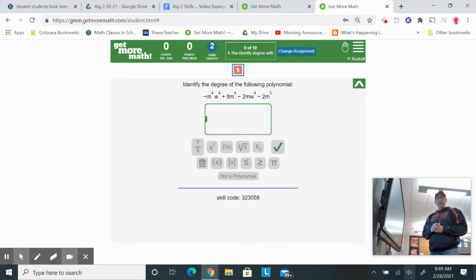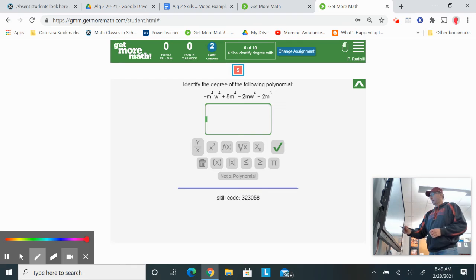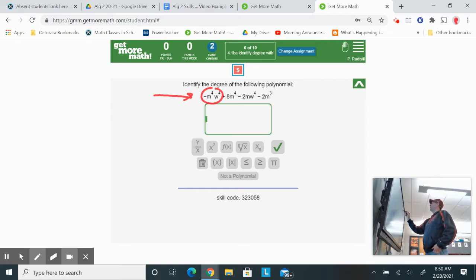Hello, and in this video, we're going to talk about how to identify the degree of a specific polynomial, whether it's a one-term monomial, two-term binomial, or many-term polynomial. So let's take a look at this polynomial here. There's one term, two terms, three terms, and there's four terms. Each term, we need to look at what the degree is.